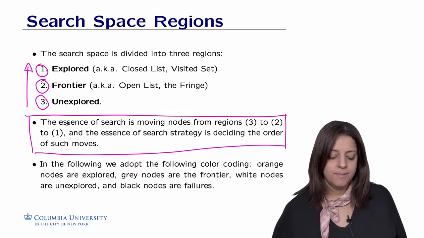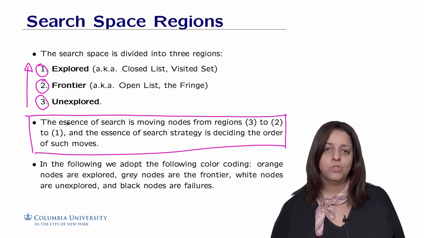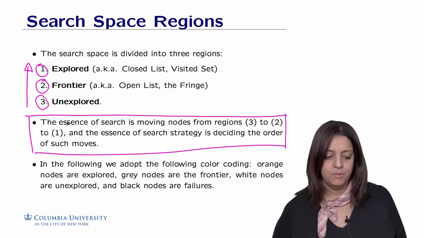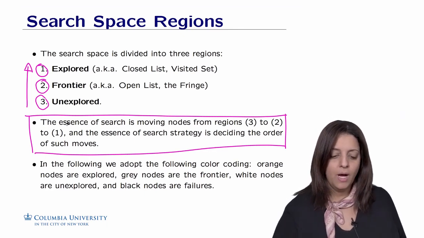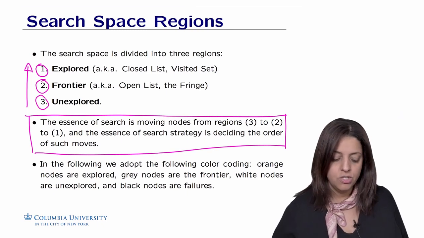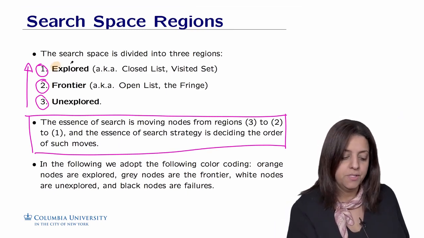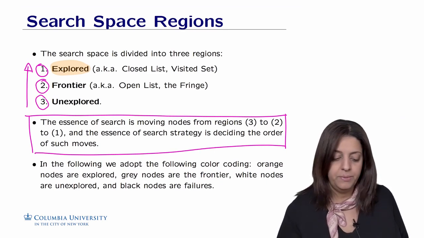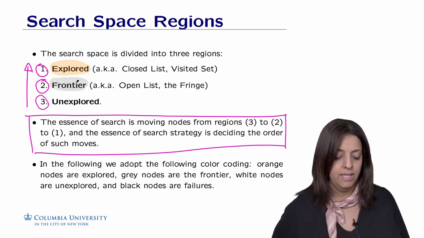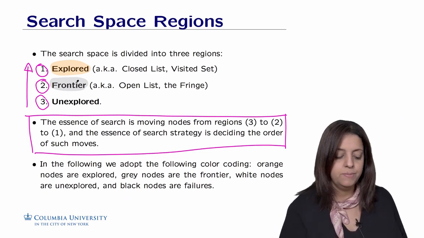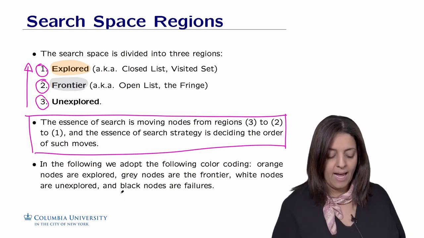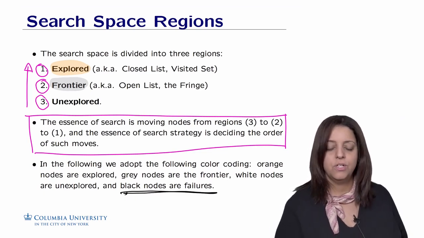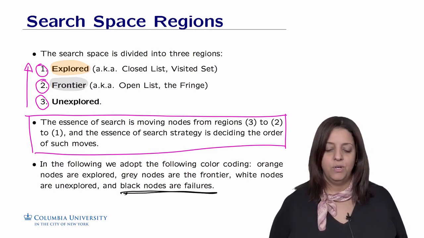In the following, we adopt some color coding to show on the search tree when we explore the search space. I'm going to show all the explored nodes with orange nodes. The nodes on the frontier will be coded in gray. And finally, the unexplored nodes will be left white. Black will be used to represent failures, a node in which there is a failure in the search space.